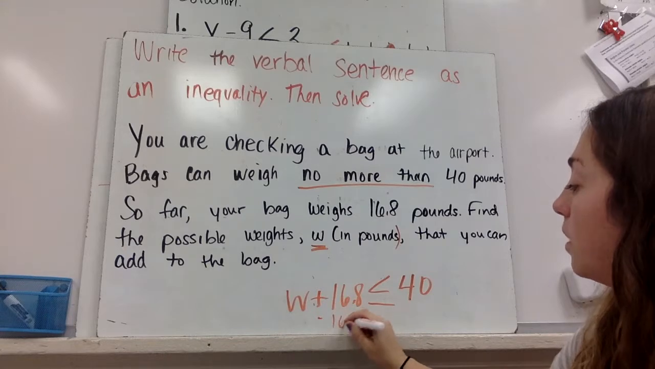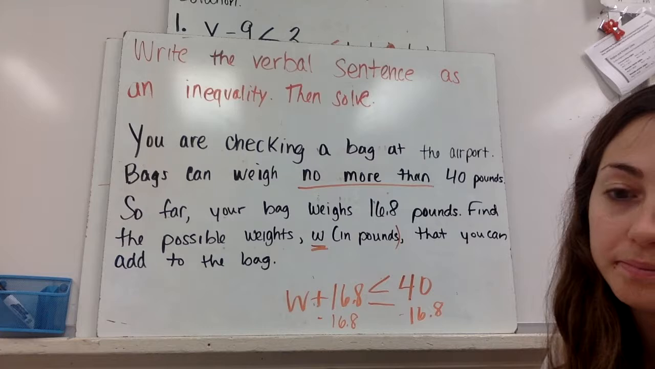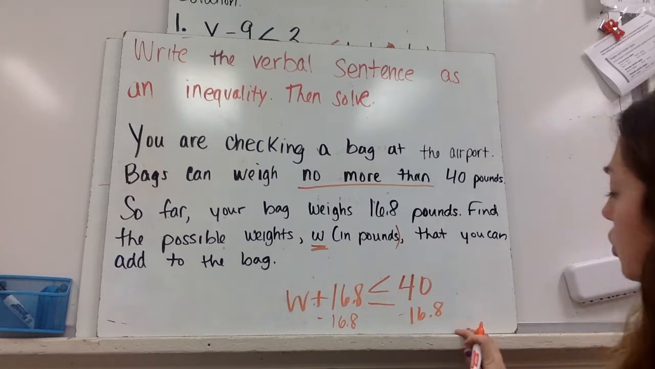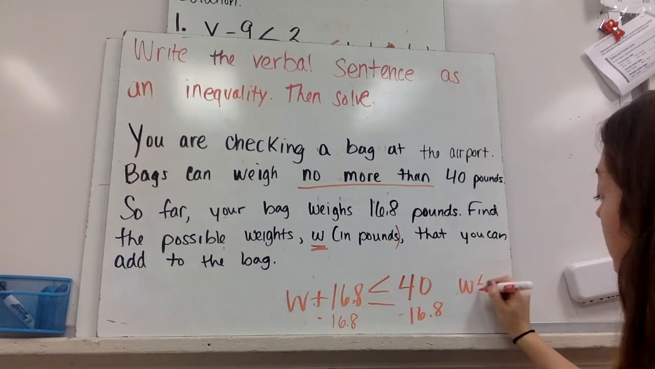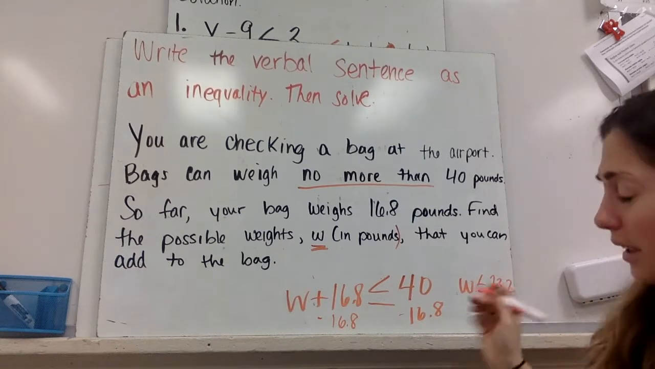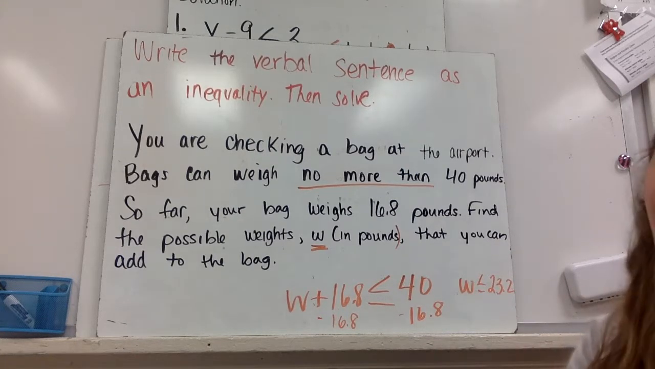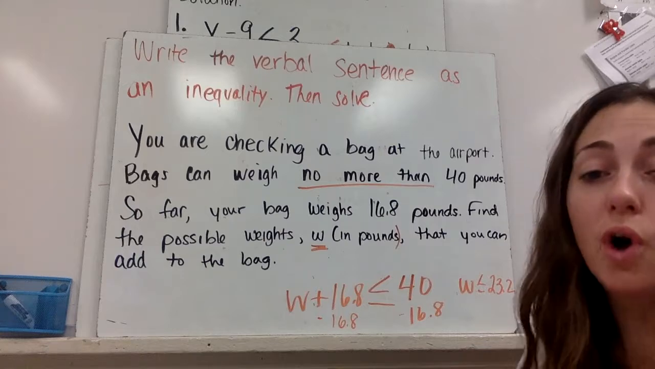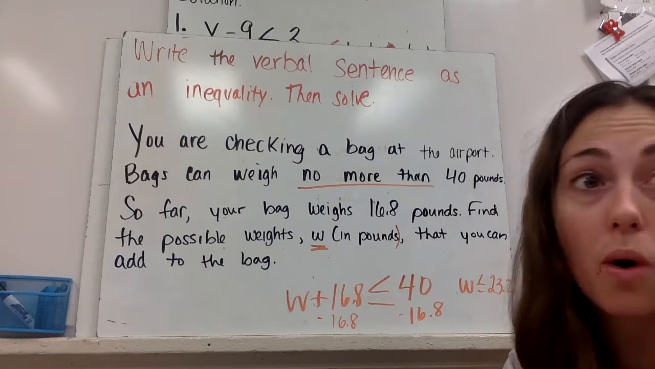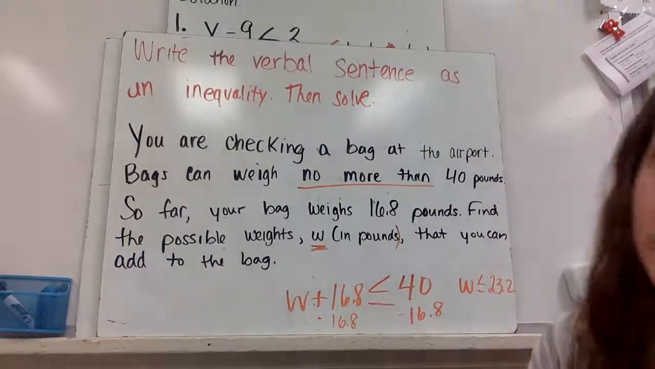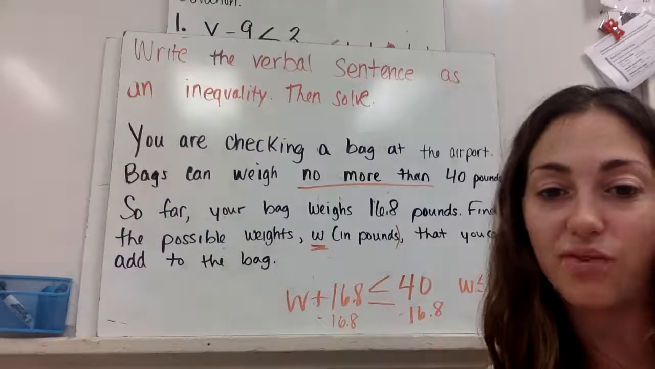That's the hard part. Now I know to just subtract 16.8 from both sides, which gives me W is less than or equal to 23.2. So what that means is that you can add no more than 23.2 pounds into your bag. So 23.3, no good. 23.2, fine. Anything less than that, 23, 22, 21, just fine. Awesome.